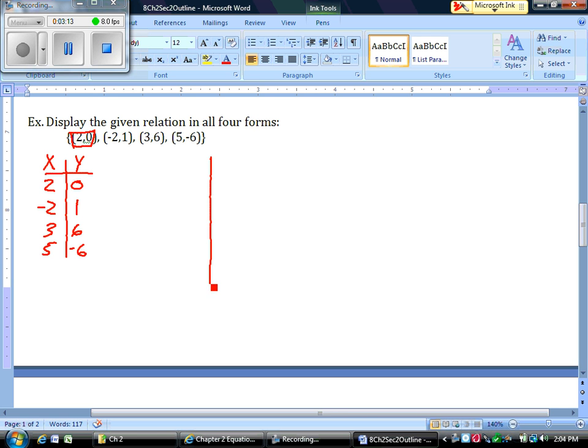Then we have the graph. We've known how to graph points for a while. We have 2, 0. Sorry, -2, 1. We have a 3, 6. And we have 5, -6. Somewhere right about there. Okay? There's the graph showing that relation.